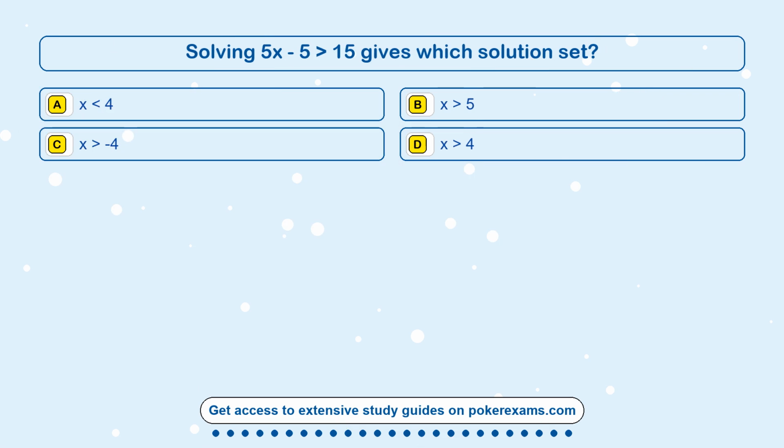Question 10. Solving 5x minus 5 less than 15 gives which solution set? Option A, x greater than 4. Option B, x less than 5. Option C, x less than negative 4. Option D, x less than 4.